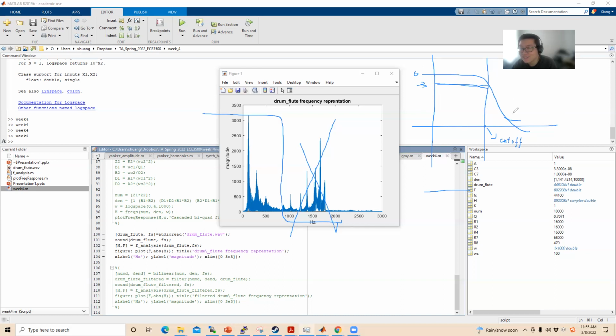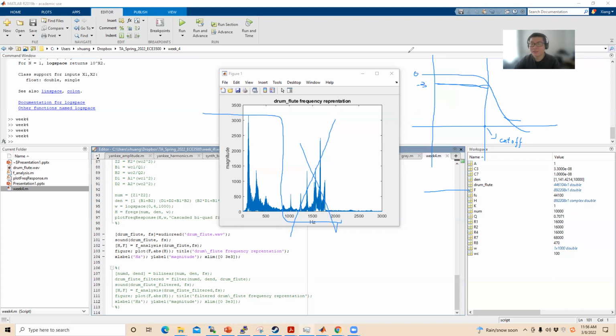This is very similar to our two biquad filter. So what we need to do is to find the cutoff frequency, then define the two biquad filter, and then use that filter to filter the music piece to remove that flute part.